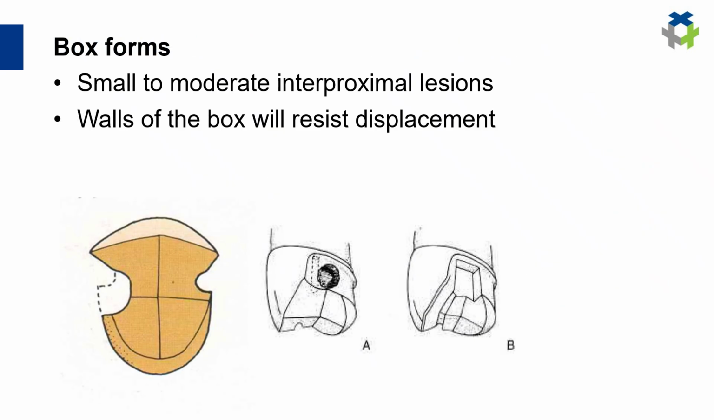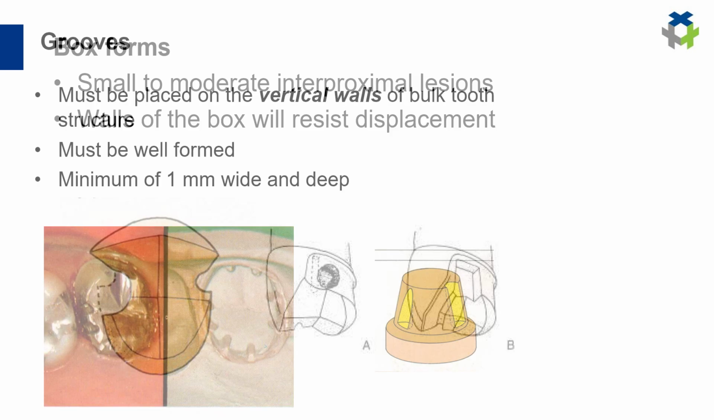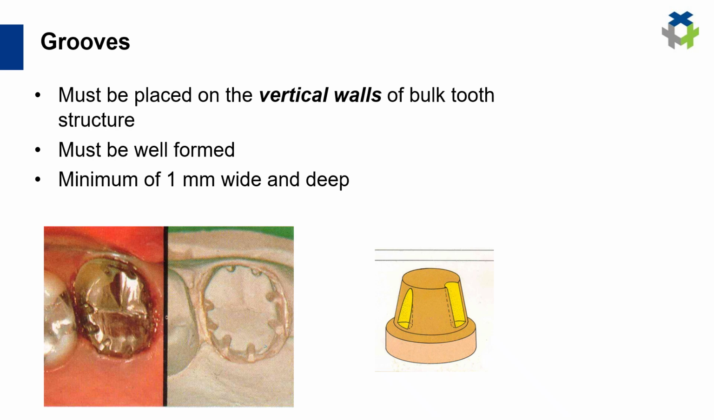So we will see the box form. The box forms are more common in crowns called 3/4 crowns or 7/8 crowns in a molar. These box forms enhance the retention so that the crown which we give does not come out or get dislodged. The next is the grooves.